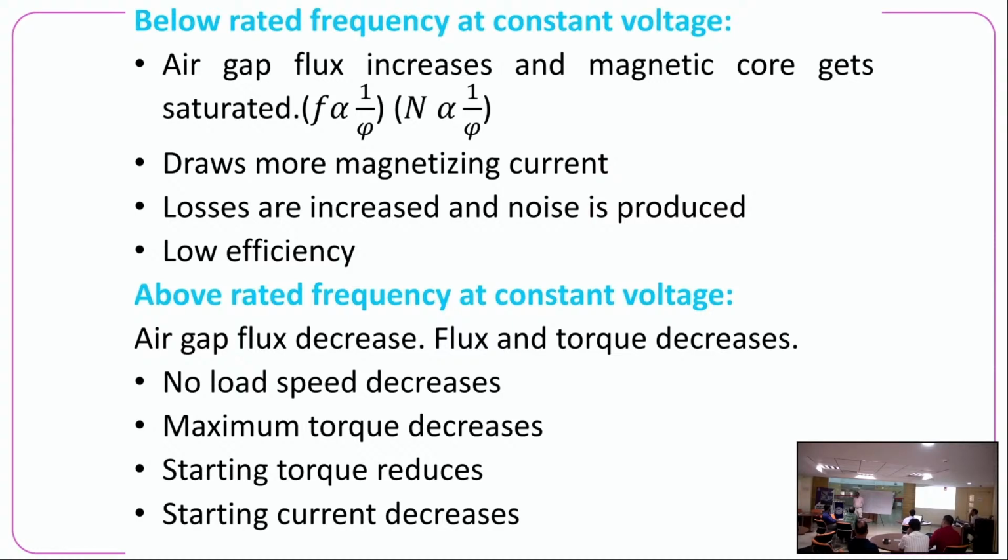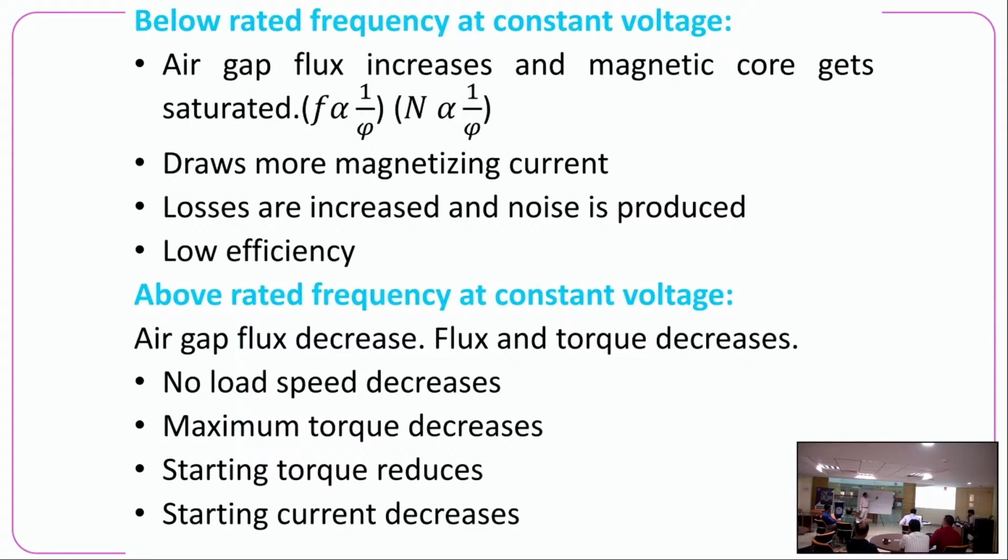And then current will be non-sinusoidal. In saturation, more and more saturation, current will be non-sinusoidal. Harmonics will come, so harmonic losses will come. Then a humming sound will be produced. So there are many disadvantages when there is saturation of the core, saturation of the flux. So saturation should be avoided.